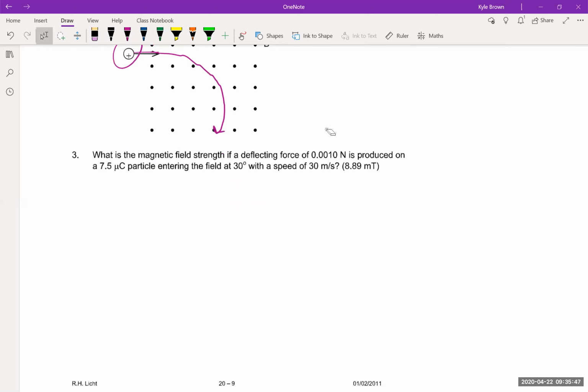Okay, this one, you know what? I think you guys will be fine. This one's just straight up putting it into our formula. So we've just got our Fm is equal to QVB sine theta, right? Just make sure that you put this in as 7.5 times 10 to the negative 6 coulombs, right, for your microcoulombs. And then, yeah, that should be good.